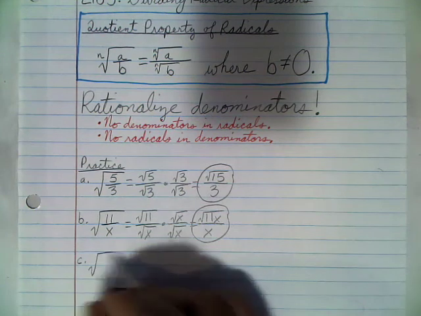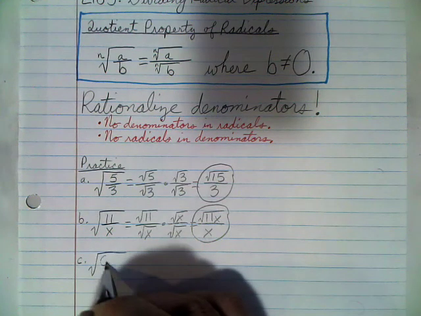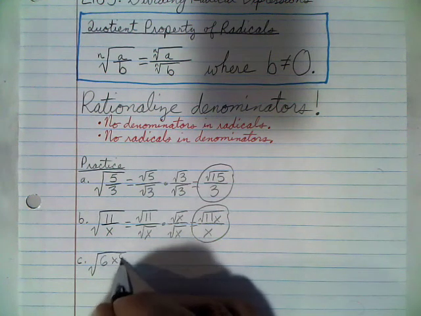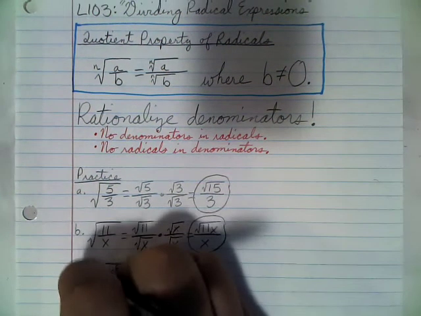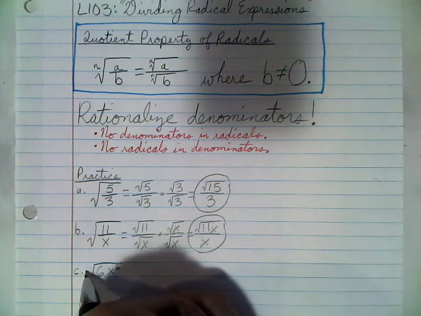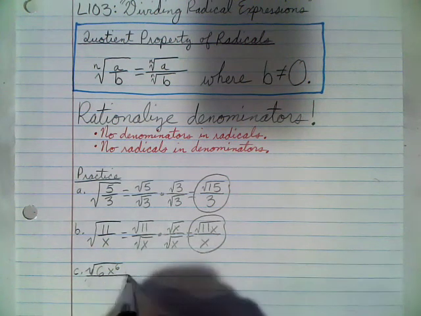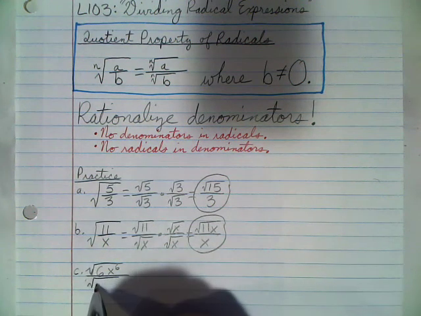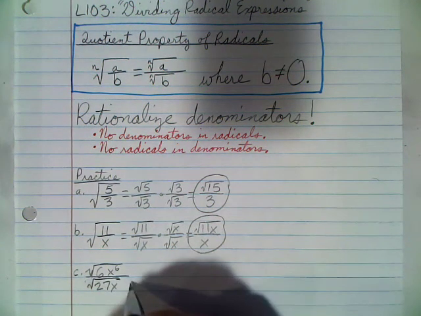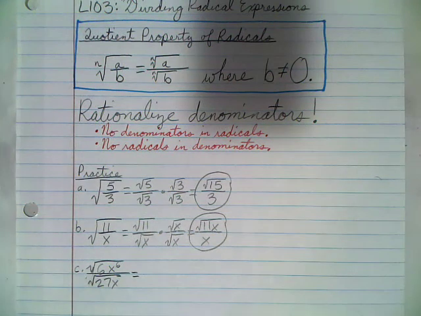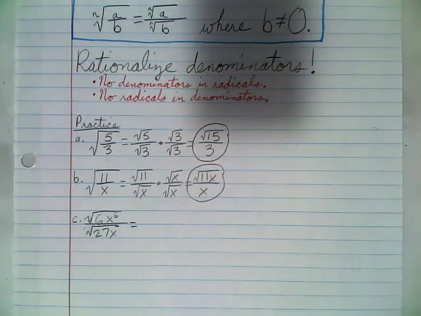I have the square root of 6x to the 6th power. Oh, sorry. They already split the radical for you. Over the square root of 27x. So first things first, before I actually go and try to rationalize the denominator, let's just start by simplifying our radicals first.